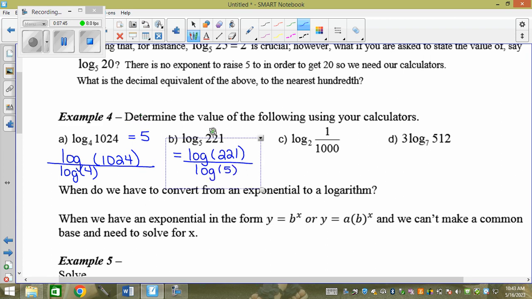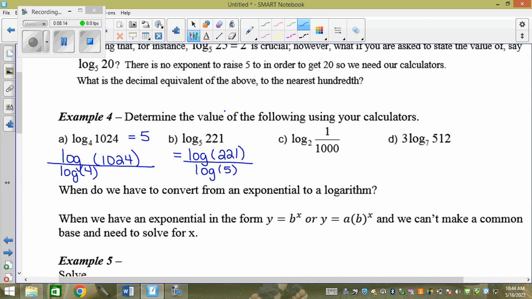If you have the new calculators, press math, and arrow up till you see log base, and then you just type it in the way it looks. If you have the old ones, you have to type it in like that. You don't have an option.